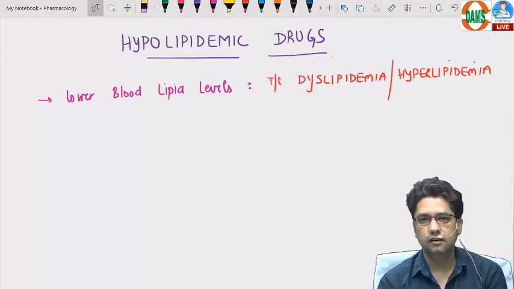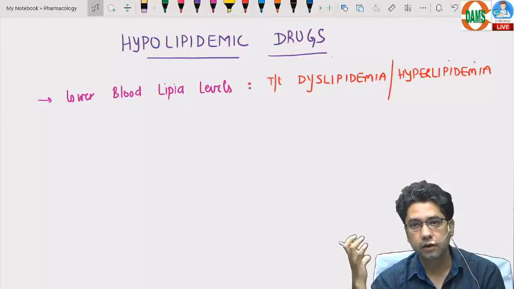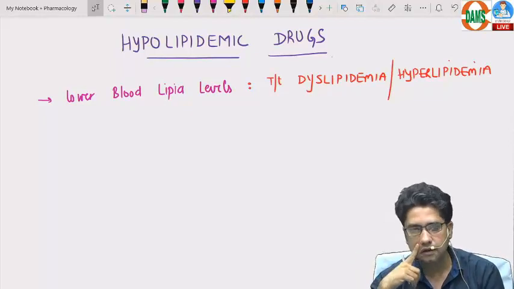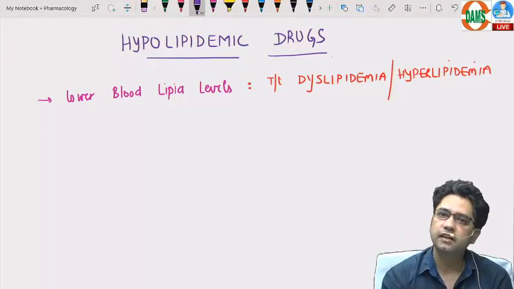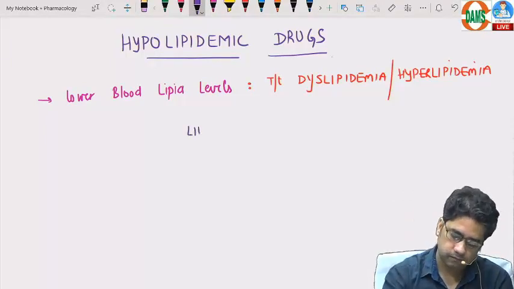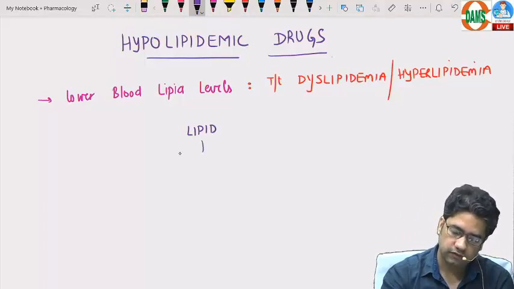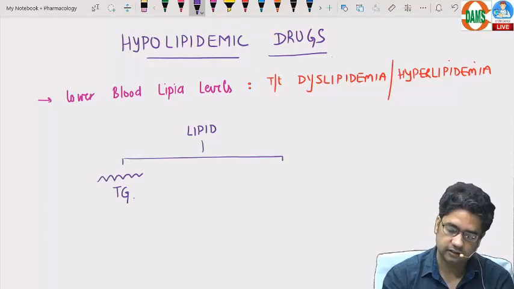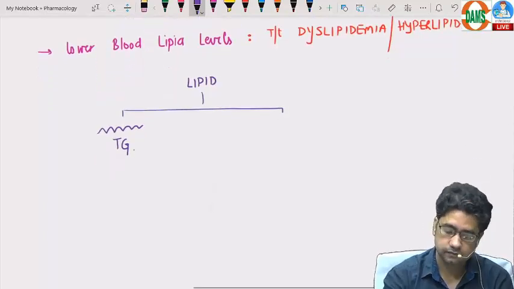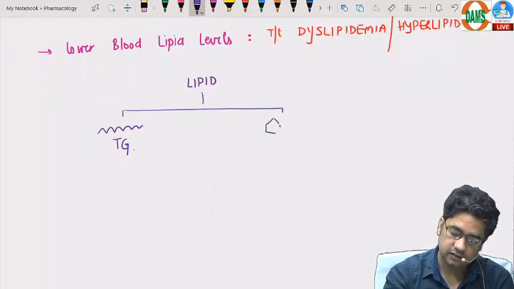Before starting drug, I will tell you a little bit about biochemistry part. Biochemistry में पढ़ते हैं ना हम lipid level. Remember बच्चों, there are two types of lipid in our body. One is straight chain lipid, like this. This lipid is known as triglycerides. TG stands for triglyceride. And second type of lipid is like this, circle type. It is known as cholesterol.